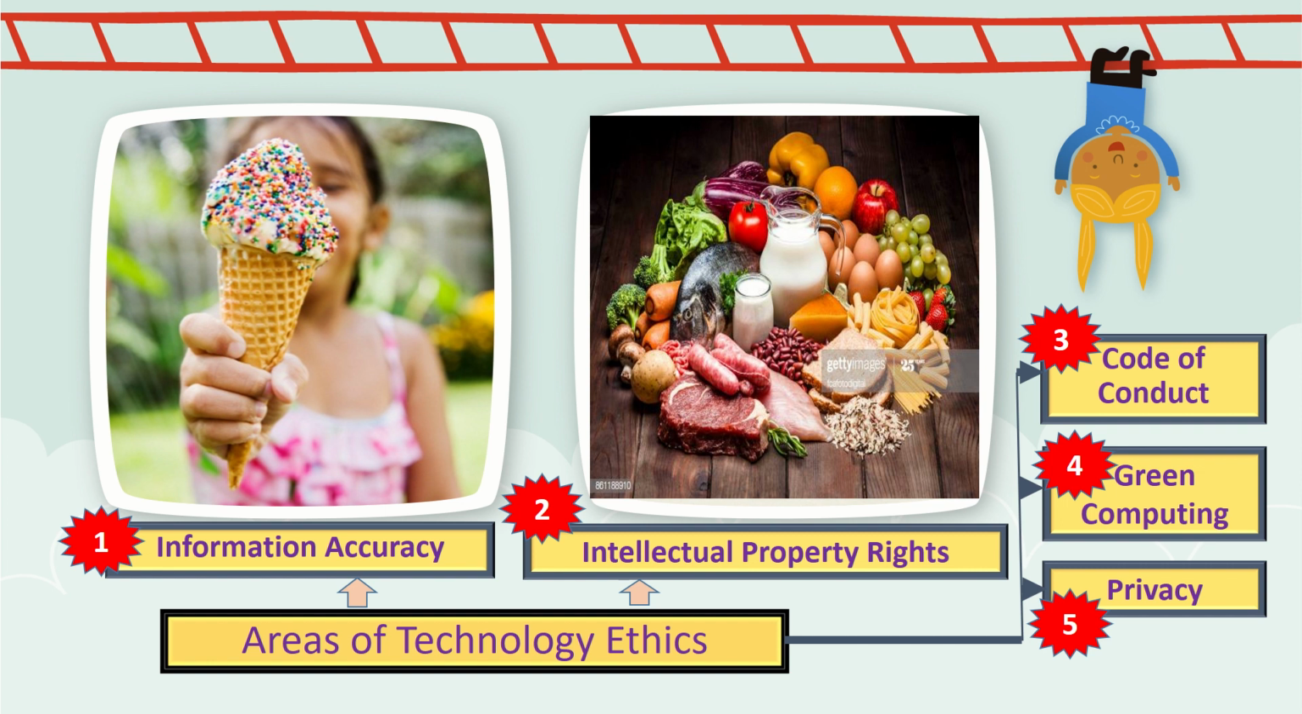There are 5 main areas of technology ethics. 1. Information accuracy. 2. Intellectual property rights. 3. Code of conduct. 4. Green computing. And 5. Privacy.